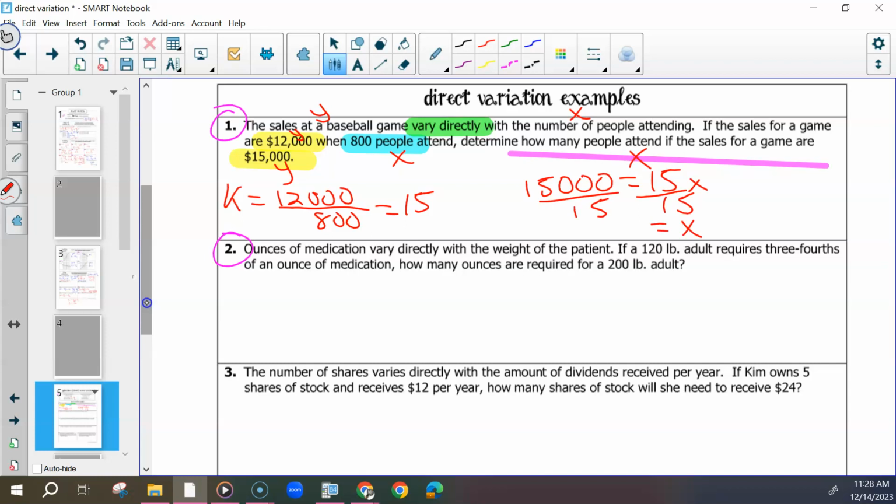So x equals 1,000, and since this is talking about real life, 1,000 what? People. Yeah, right. So this will be an example. The more people that attend, the bigger the sales. The less people that attend, the less the sales. Questions on that?